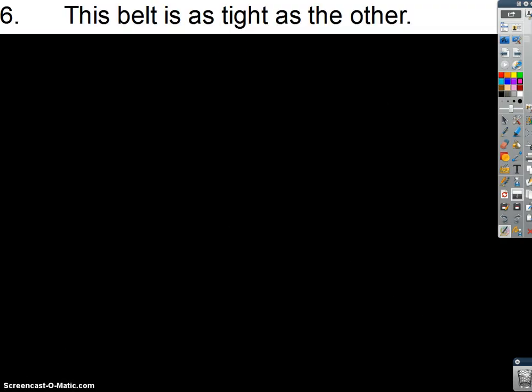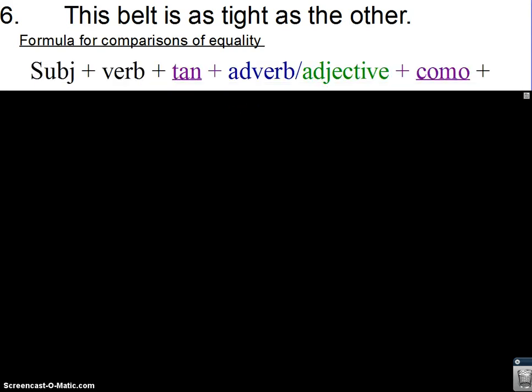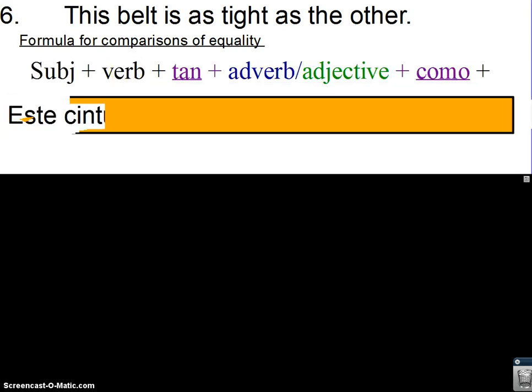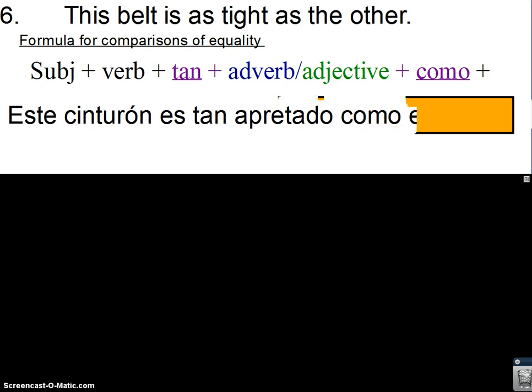Number 6. This belt is as tight as the other. Is this a comparative or superlative? It is a comparative of equality, as blank as, tan blank como. This belt, este cinturón, it is, so es tan apretado como el otro.